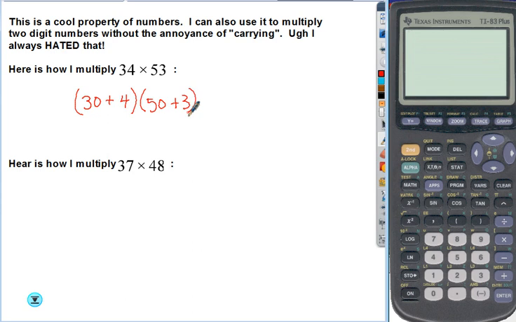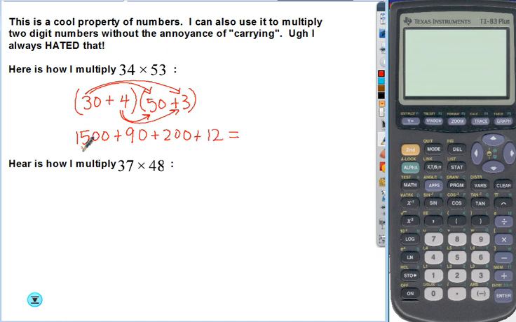Now I use the distributive property. Here I have to make sure I distribute the 30 to both of these numbers and distribute the 4 to both of these numbers. 30 times 50, I think about 15 with 2 zeros added on. 30 times 3, 3 times 3 is 9, with 1 more 0 would be 90. 4 times 5 is 20, with a 0 on the end. So 4 times 50 is 200. And 4 times 3 is 12.